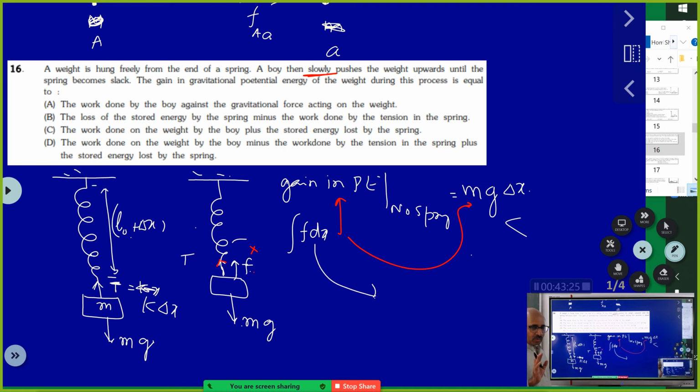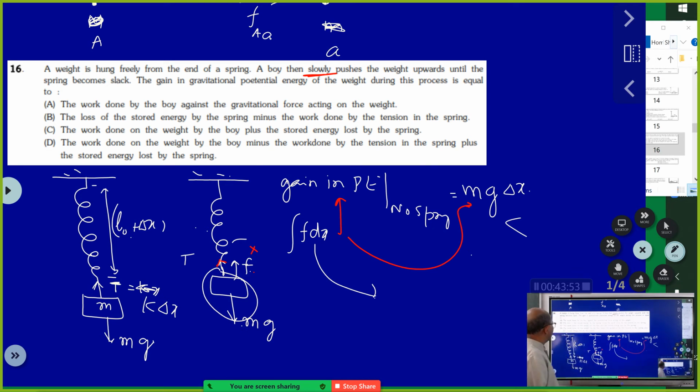And now you see the spring force and the gravitational force. These two are conservative forces. Yes. Conservative forces, and therefore, as you go up, the spring will lose some potential energy. Now, where does that go? Where does that potential energy go? It should be given to the mass, which has gone up. Clear?